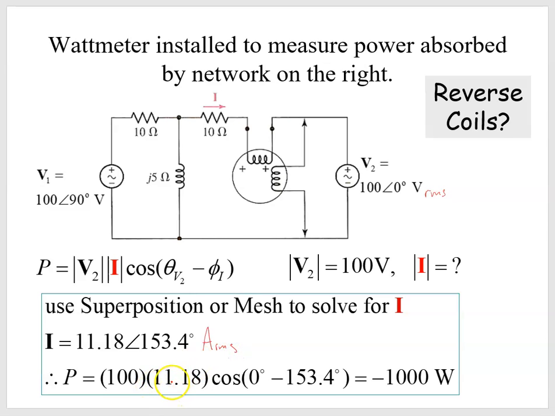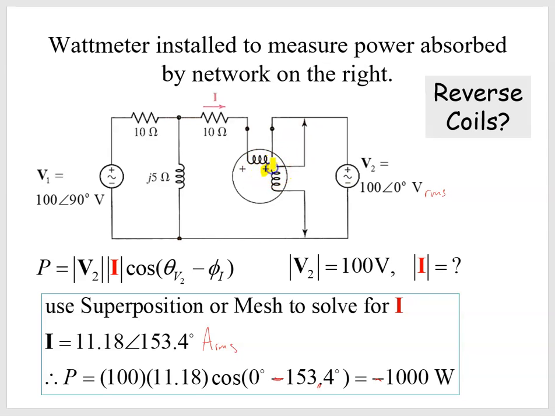So then we can calculate our power: the product of the voltage magnitude, the current magnitude, and the cosine of the difference between the angles. And what we do get, since this angle is negative 153.4 degrees, is a negative reading. What that tells us is we're not going to be able to measure it with an analog wattmeter. So what we would have to do is flip these terminals.